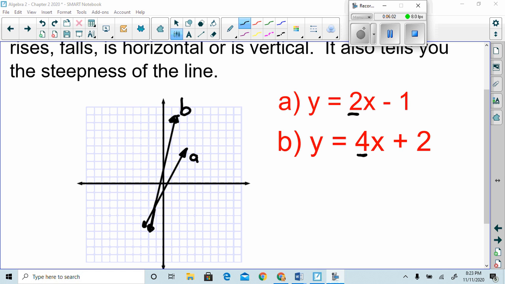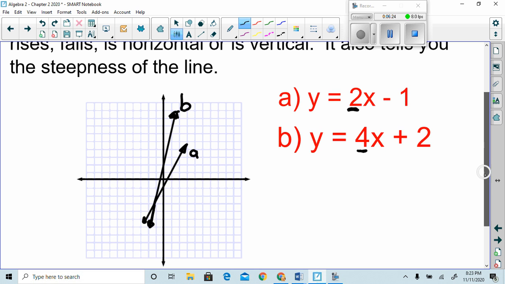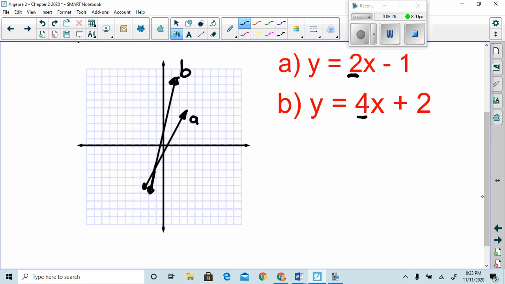If you notice, line B is steeper than line A, and you'll notice that line B has a larger number than line A. So if we're looking at the slope, it can tell us whether it's positive, negative, zero, undefined, or if we're comparing how steep a line is.